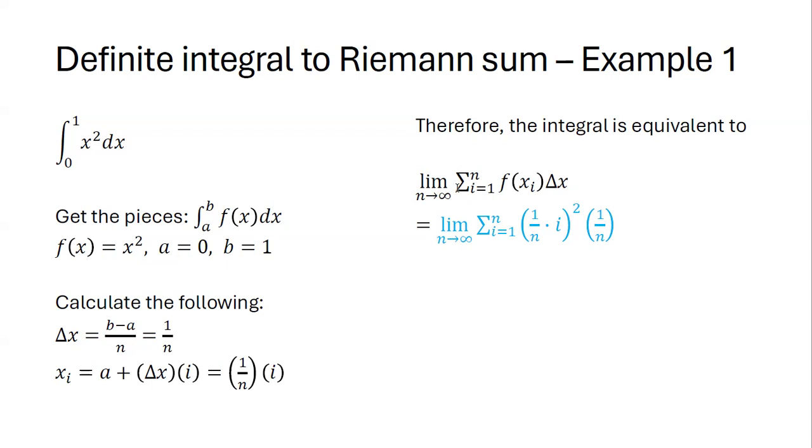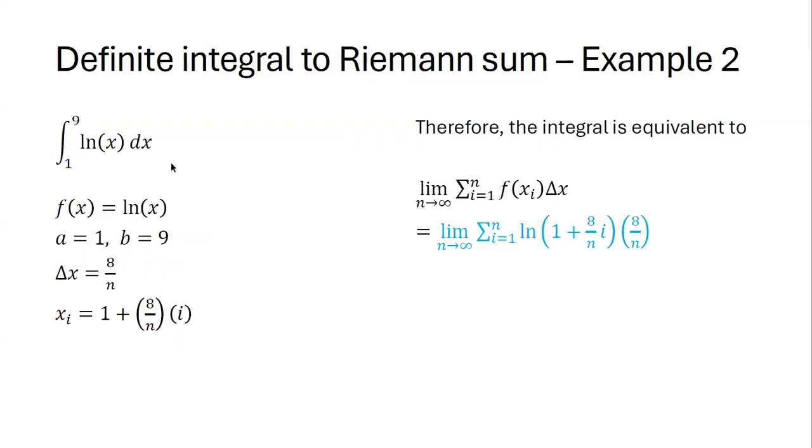So now we plug in the pieces into the limit definition over here. So f of x sub i, this is our f of x, right? x squared, so wherever there's an x, replace it with this x sub i, so it becomes 1 over n times i, quantity squared, and then times delta x, which is 1 over n. That's it. Okay, I didn't bother simplifying. This is usually good enough. At least for me, it's good enough. Okay, it depends on your teacher.